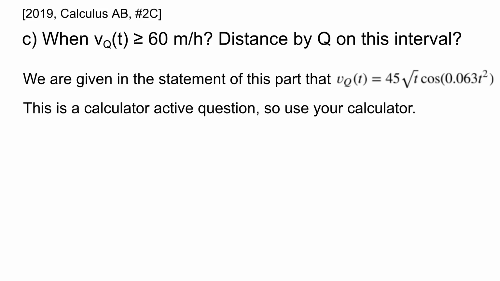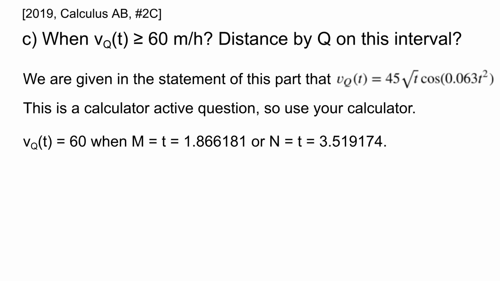And since this is a calculator active question, we're going to use our calculator to solve it. The velocity of particle Q will equal 60 at t equals 1.866181 or t equals 3.519174. And to help us with a calculation after this part of the question, we're going to call that first value m and the second value n.